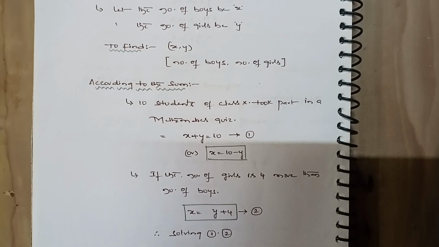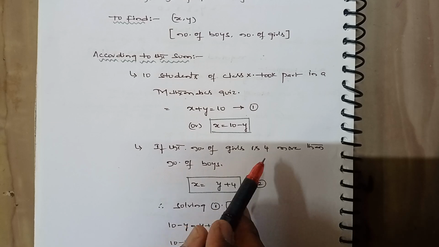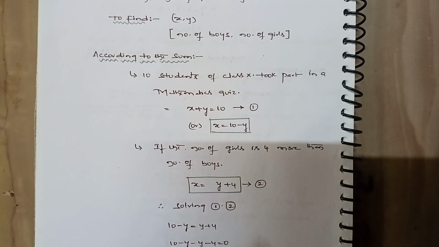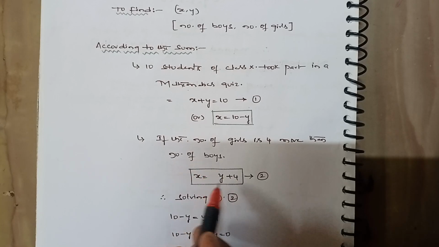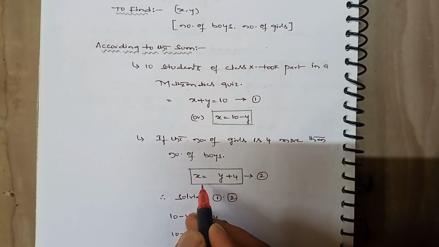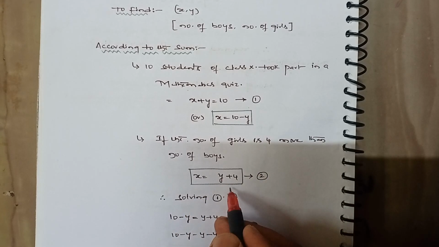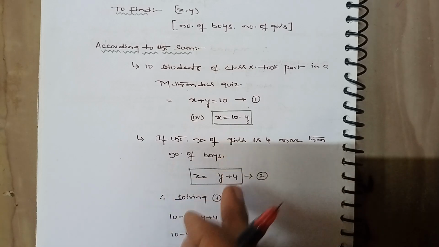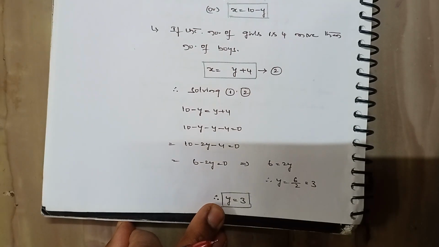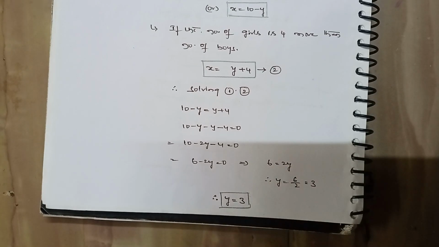You keep that aside. Now what is the other statement given? If the number of girls is 4 more than the number of boys. So x equal to, guys, 4 more than boys. So this is equation 2. Solving 1 and 2, guys, we get y equal to 3.